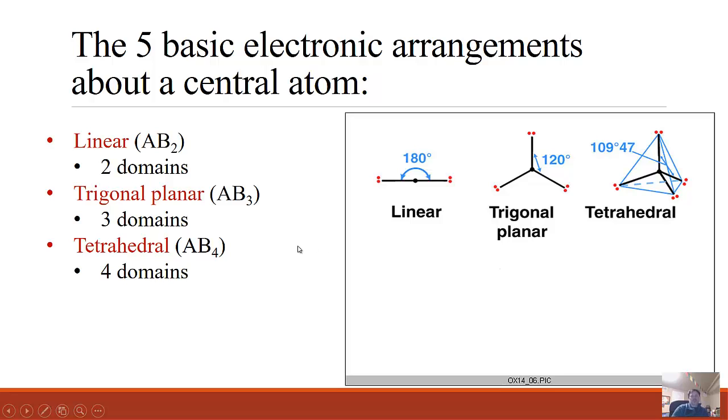You're asking, do I need to know these? The answer is, unfortunately, yes. AP will ask you questions about them. So you do need to know those bond angles.